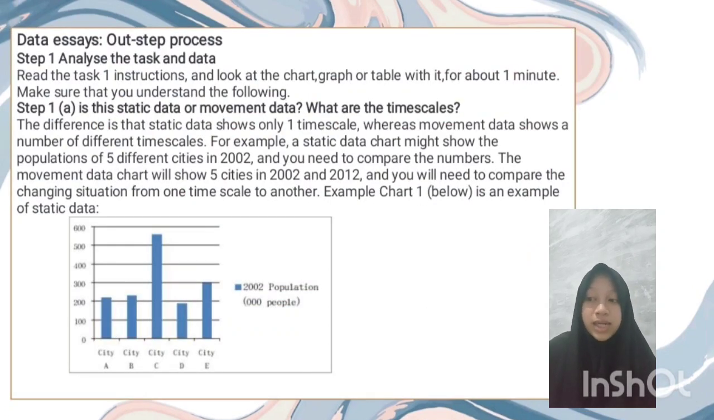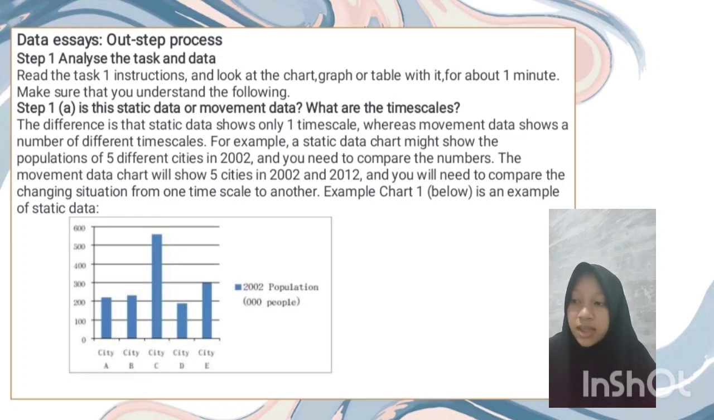Okay, I will try to explain the topic about data essays, or the three-step process. Step 1. Analyze the task and data. Read the Task 1 introduction and look at the chart, graph or table for about 1 minute. Make sure that you understand the following. Step 1A. Is this static data or movement data?